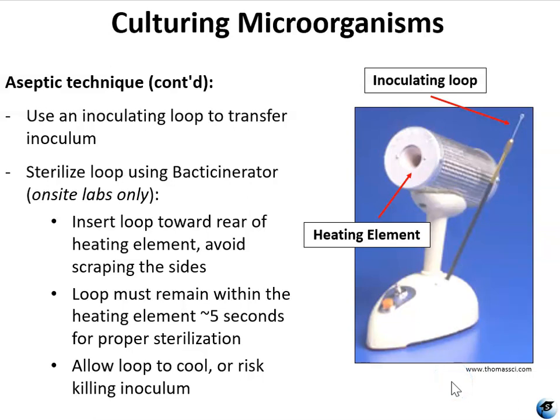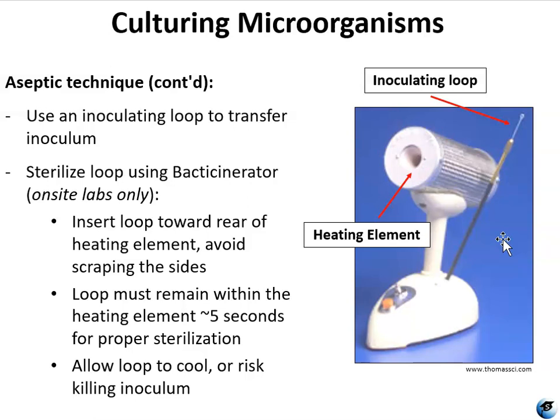So in a traditional lab setting, your instruments would be sterilized before and after use with either a Bunsen burner or a bactincinerator. So this here is a bactincinerator. This is the base and this is the heating element. And then this would be a metal inoculating loop. And we use these in my on-site labs instead of a Bunsen burner because Bunsen burners have those really big open flames, and we use bactincinerators instead of those in order to reduce the risk of fire.